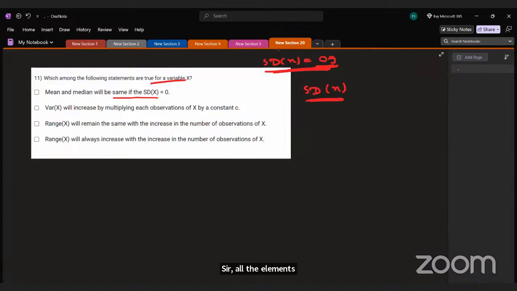Yeah, must be the same, but I'm just asking this question. Let's say somebody has given you a standard deviation of 0.9. So what do you mean by this? What can you all comment on this? All data are near to the mean. See, standard deviation and variance are measures of dispersion.